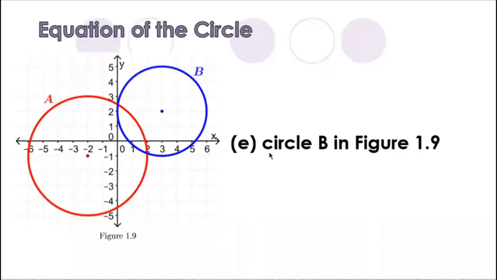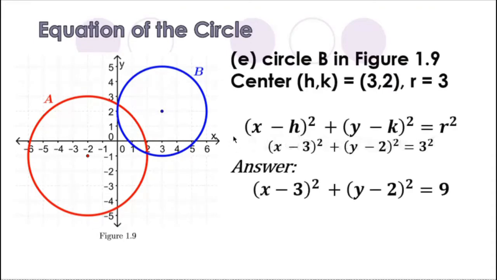Next, for letter E, yun namang circle B na nasa figure 1.9. Ang circle B natin, itong blue. Same process ng sa circle A. Tingnan natin ang coordinates ng center ng circle B. So pagtingnan natin, using the Cartesian plane, meron tayong 3 for x-axis, 2 for y-axis. Ibig sabihin, ang center natin, (3, 2), at ang radius ay 3. Pwede mo nang bilangin yung units niya mula sa center. 1 unit, 2 units, 3 units.